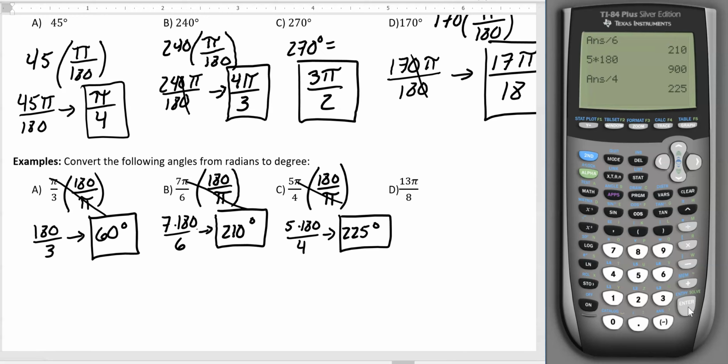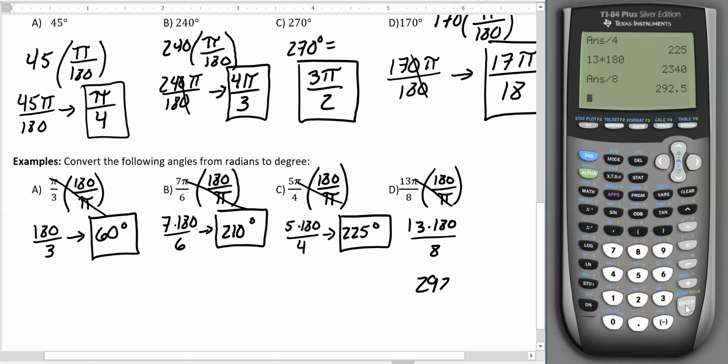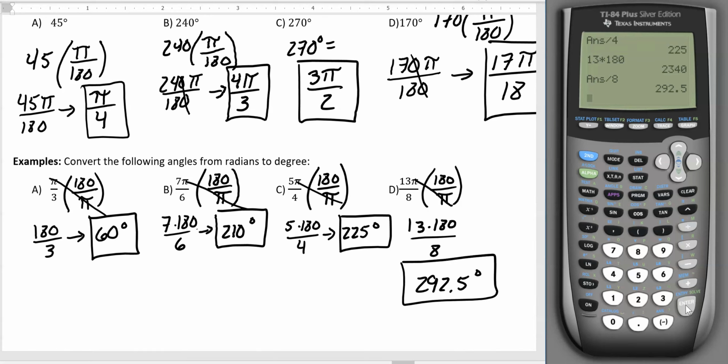We'd multiply that by 180 over pi. Pi's would cancel, so I'd have 13 times 180 divided by 8. 13 times 180 is 2,340. Divide that by 8, and I get 292.5 degrees. And it's okay to get decimals when we're dealing with degrees. We just don't want decimals with radians.